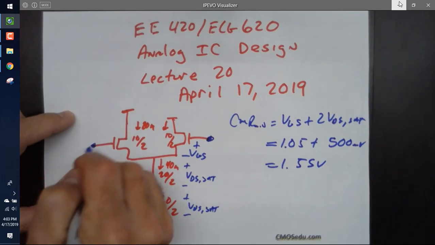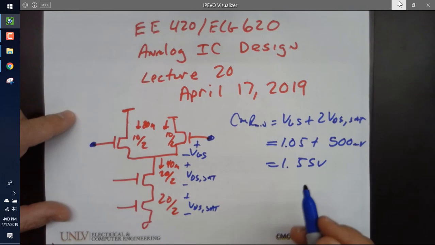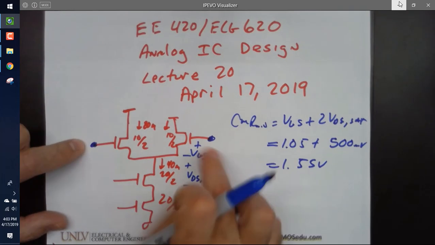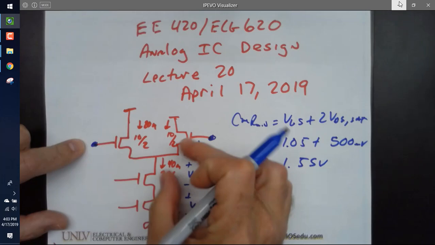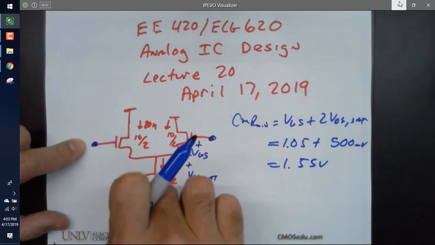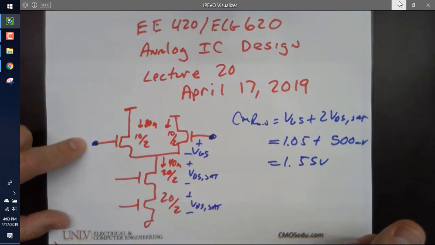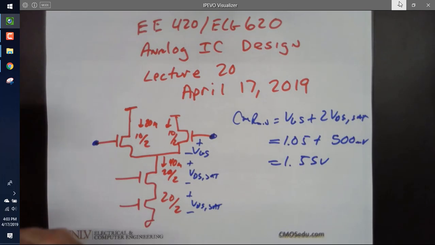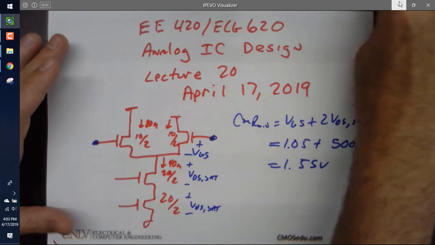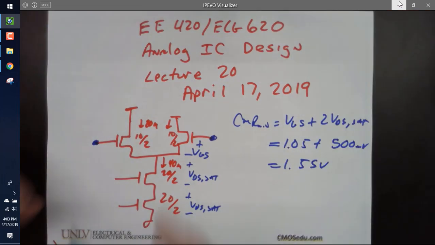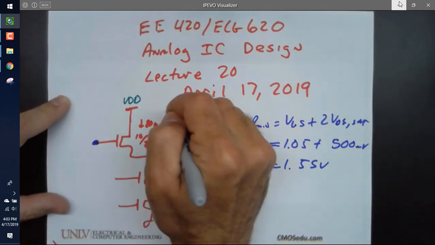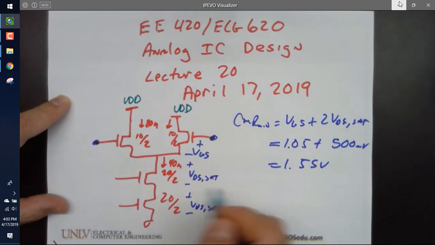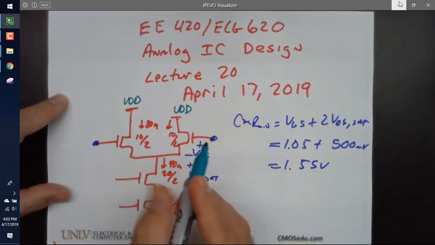These, the common mode voltage on the input of the diff amp, have to stay at least 1.55, so you have a 1.05 there and a 250 across each of those. All right, and then what about the other direction? This is VDD. VDD, it's probably 5 volts. We can put that in later.